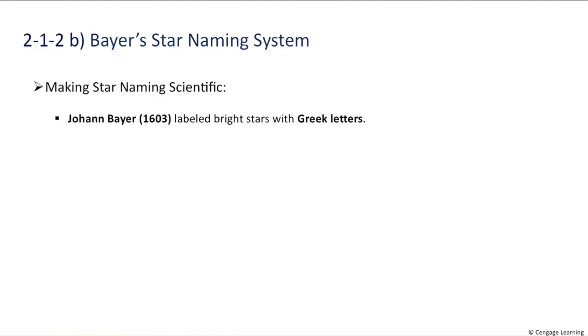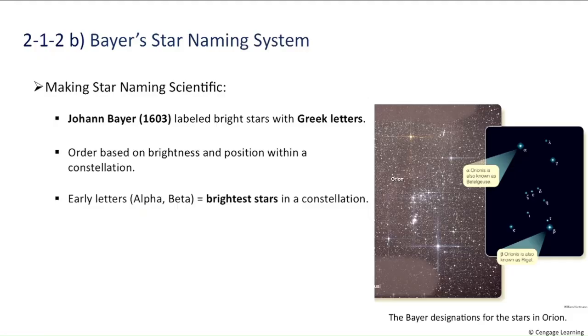So in 1603, Johannes Bayer said, let's get organized and use the Greek alphabet to label stars, based on their brightness and position in a constellation. If a star's label is early in the Greek alphabet, for instance alpha or beta, you can be sure that star is among the brightest stars in that constellation.